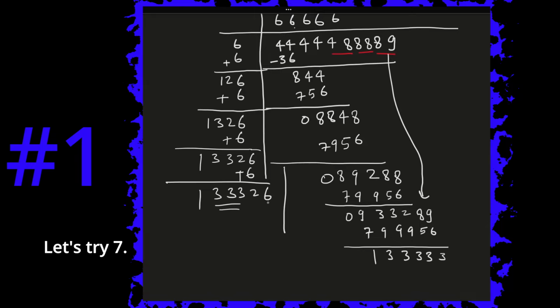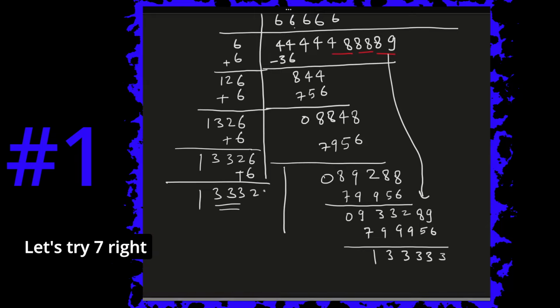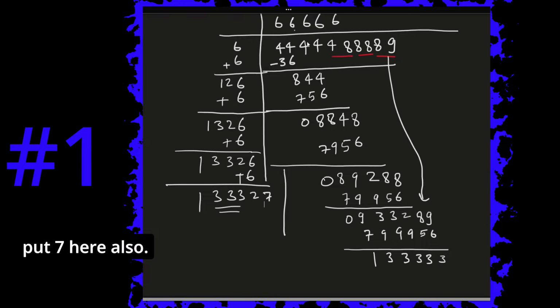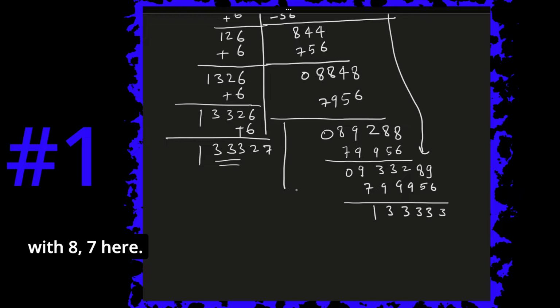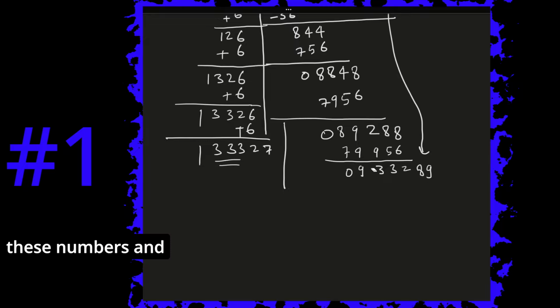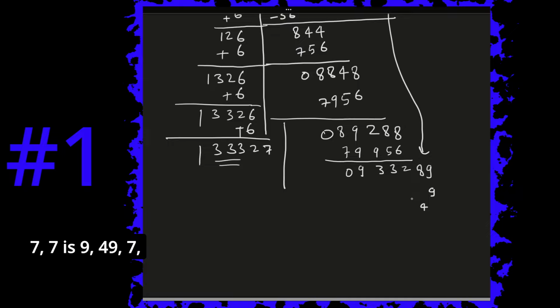Let's try 7. Let's try 7 right here, okay, and we will put 7 here also. Okay, now let's multiply with it 7. Here we just erase all these numbers and multiply with 7. 7 sevens are 49. 7 twos are 14 and 4 is 18. 7 threes are 21 and 1 is 22. 7 threes are 21 and 2 is 23. 7 threes are 21 to 3, 7 ones are 7 to 9.